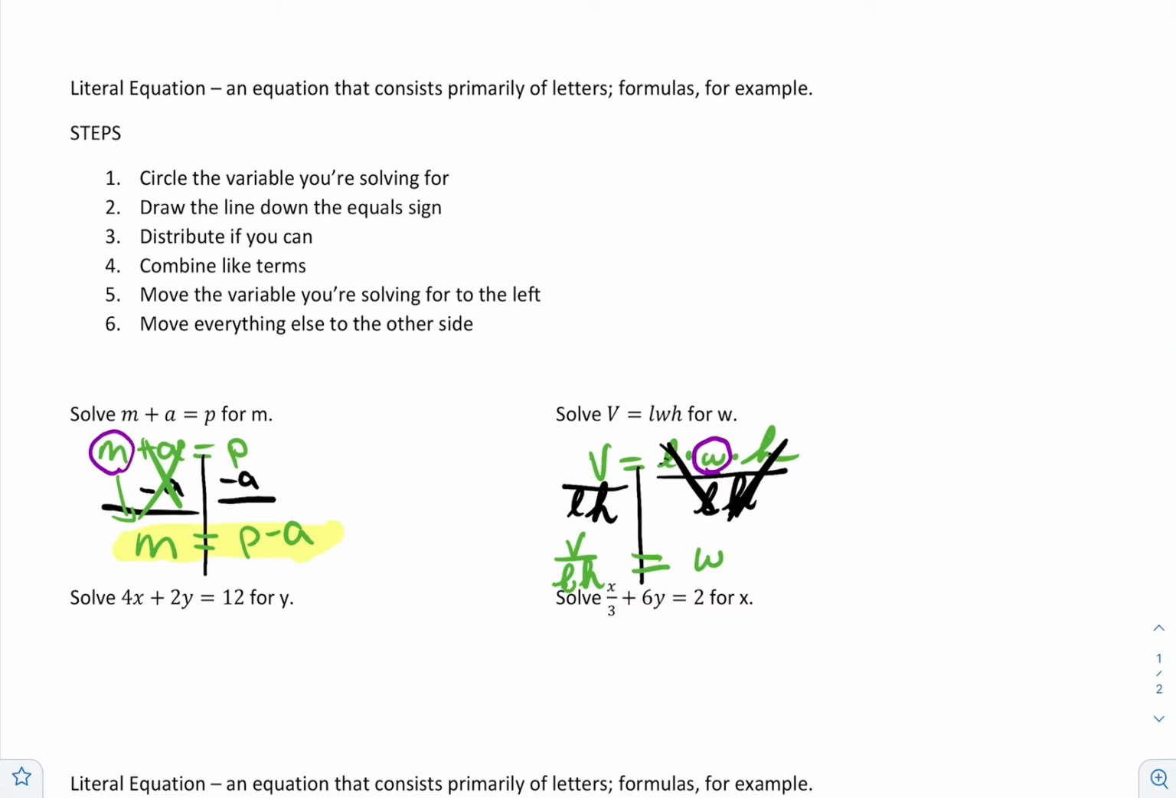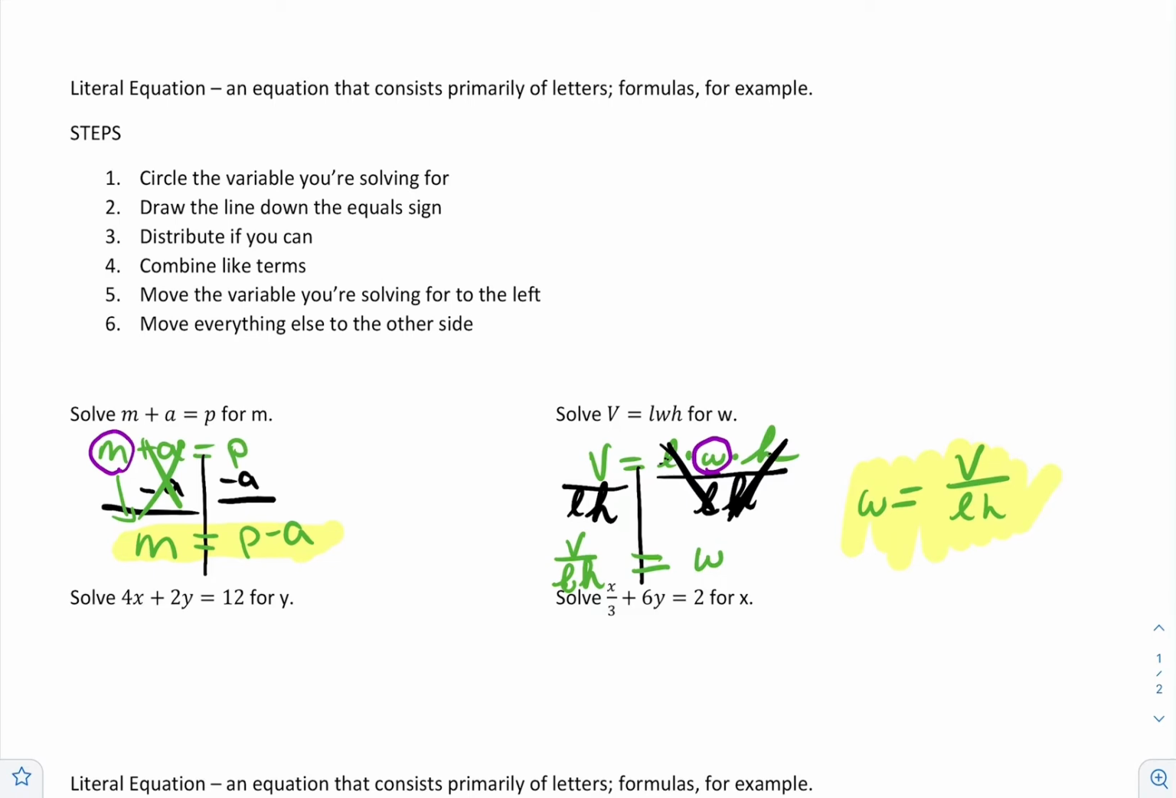So we didn't move our variable to the left side, but we can do it now. Remember, a property of equality says if A equals C, then C equals A, right? So since that's true, instead of saying V over LH equals W, we can go ahead and just say W equals V divided by LH. All right, and that's our answer.